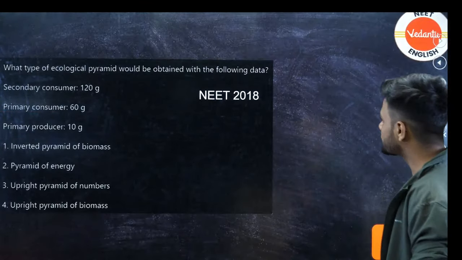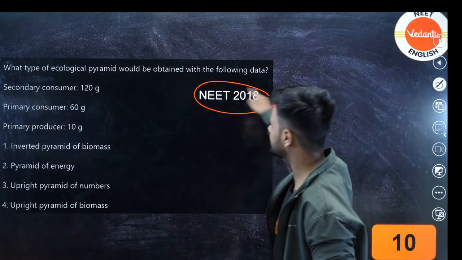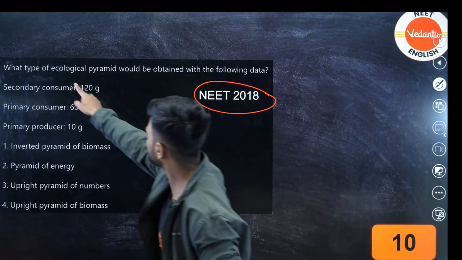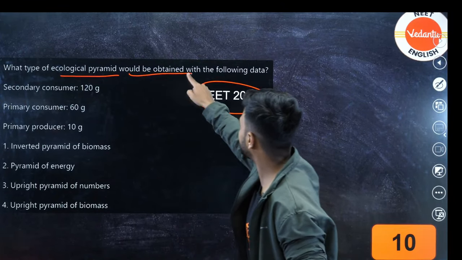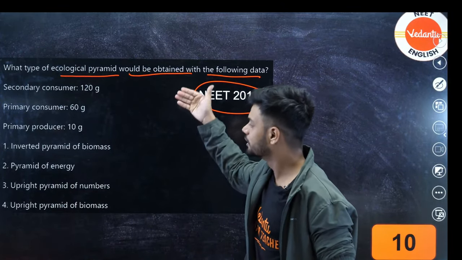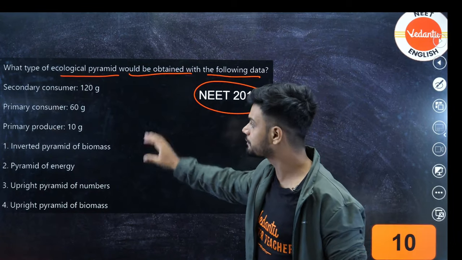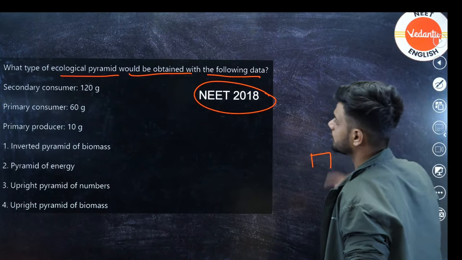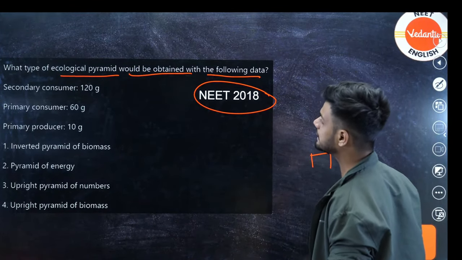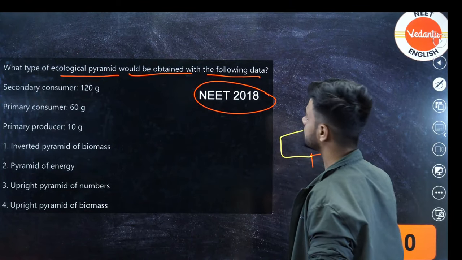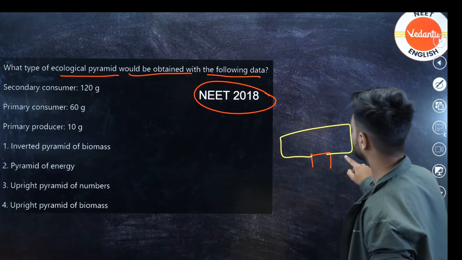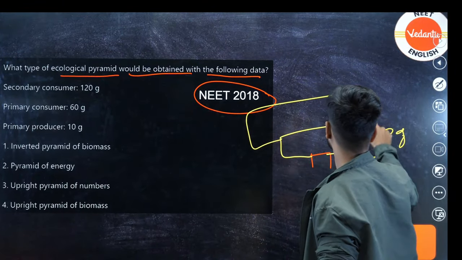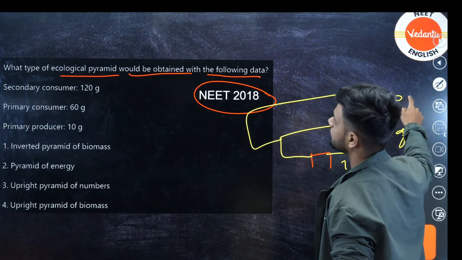Okay. Last question, from NEET 2018. Let's see who answers this first. The type of ecological pyramid that would be obtained with the following data. They have given you data here. The primary producers is 10 grams. Then we have primary consumers, 60 grams. Then we have tertiary consumers at 120 grams.